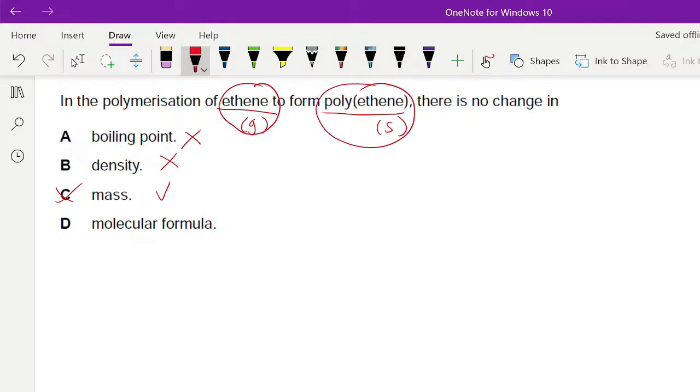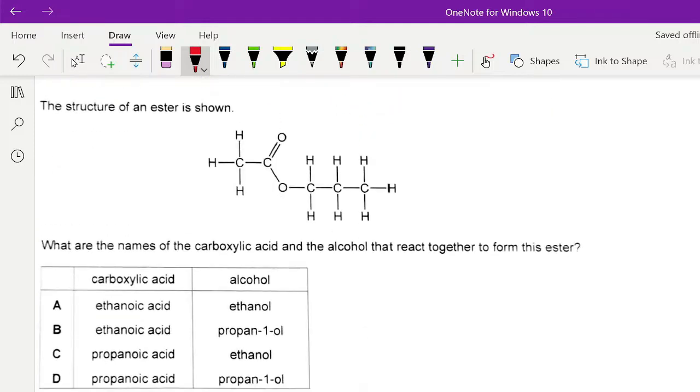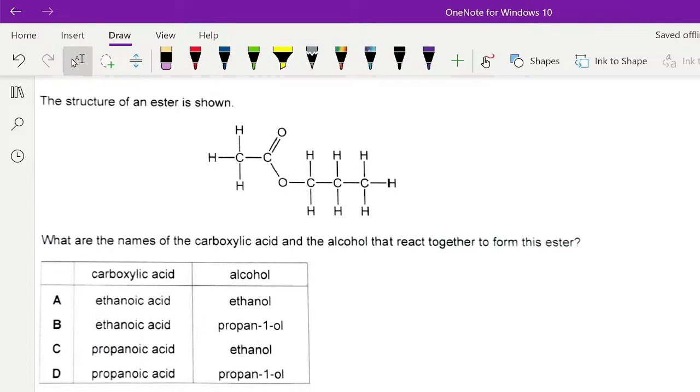The total mass doesn't change, but the molecular formula changes. Ethene is C2H4. Polyethylene is maybe tens of C's or even hundreds of C's. Okay, so the molecular formula definitely changes. Answer is C.